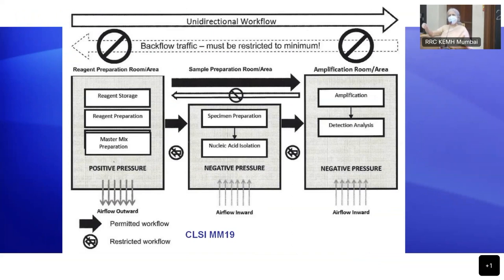Then you can have a specimen preparation area, accepting the specimen, where the nucleic acid is being extracted. So that can be the second area. And the PCR area has to be separate. Thermal cycling, whether real-time or conventional, has to be kept separately. So minimally, I would suggest we work with two areas.